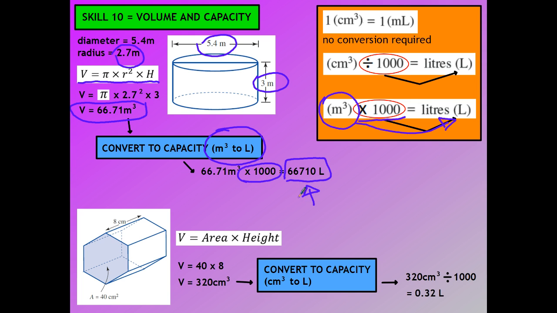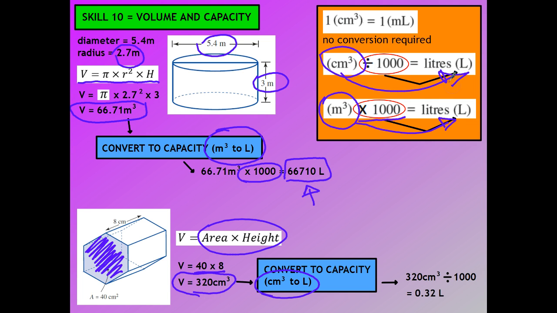The last example is where we have a shaded section in our prism. We do volume equals area times height, which is 40 times 8, and that gives 320 centimetres cubed. If we want to go from centimetres cubed to litres, we start off here, centimetres cubed. To get to litres, we divide by 1000. So we divide our answer by 1000 over here, and we get a final answer of 0.32 litres, which is quite small.